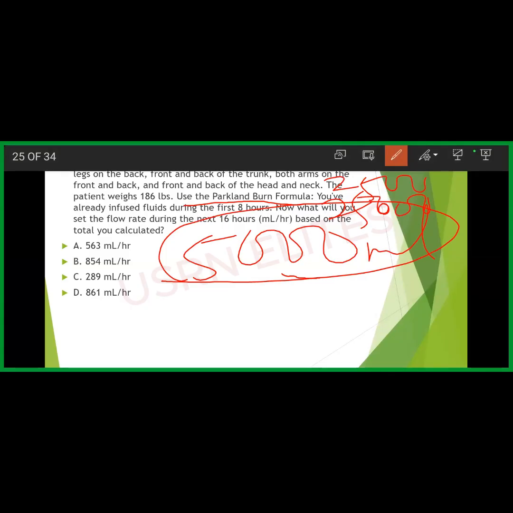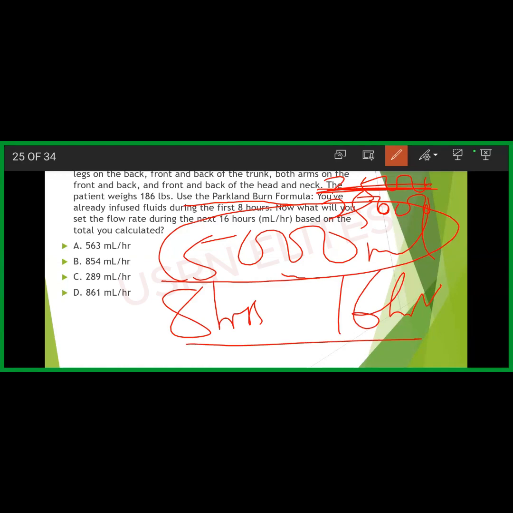So the rule is that you give half of it in the first 8 hours, which is compulsory. Then the rest of it, you give in the next 16 hours. You see, 8 plus 16 will give you 24. So it is a resuscitation plan for a full 24-hour period.